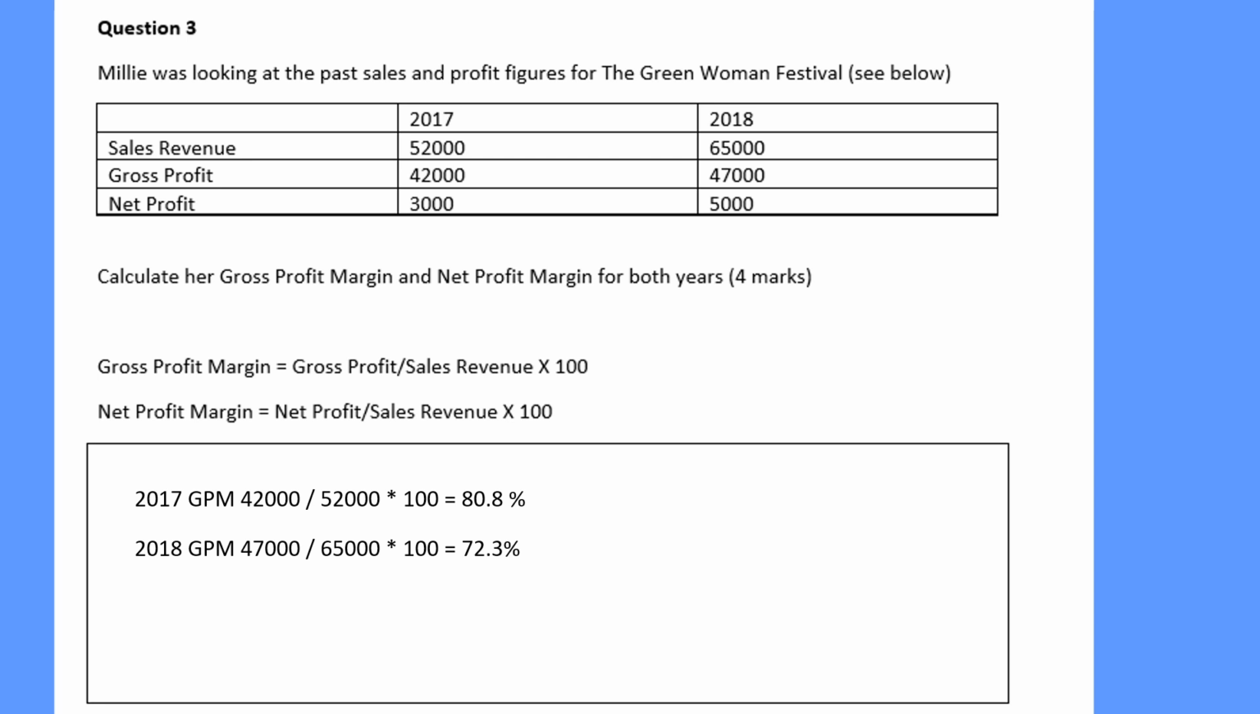The net profit margin is the same process. You're given the equation, so you put the figures in, and for 2017 we go 3,000 divided by 52,000 times it by 100 gives 5.8, or if no decimal places we'll go for 6%. And finally for 2018 we take the 5,000 divided by the 65,000 times it by 100. The answer is 7.7 or 8% depending on your rounding. Each one of those is worth 1 mark, that is 4 marks.